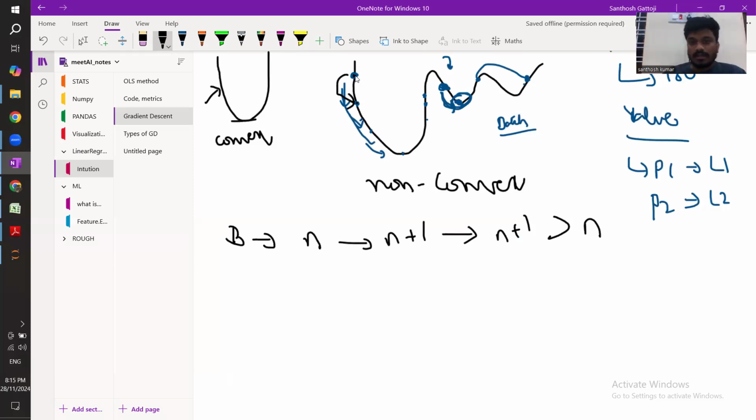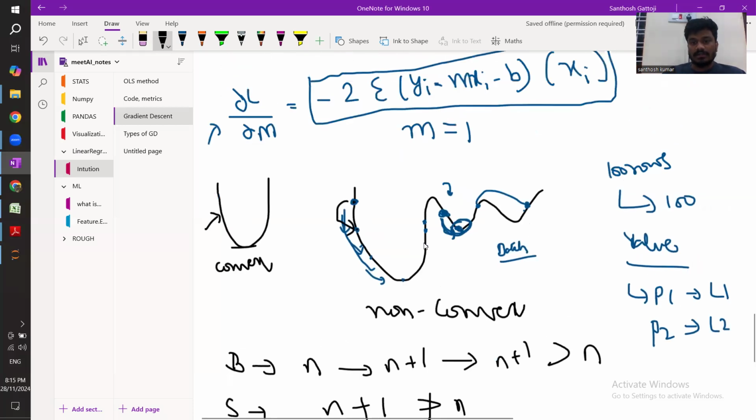But in stochastic, because of the random nature, you cannot guarantee that n plus 1 is better than n. If it is moving here, then the loss is better. But if it is moving here, with the next random point, it is worse than this one. So there is no guarantee that every time you update, you are moving towards the optimal solution. Agree? Trying to understand? Got it.